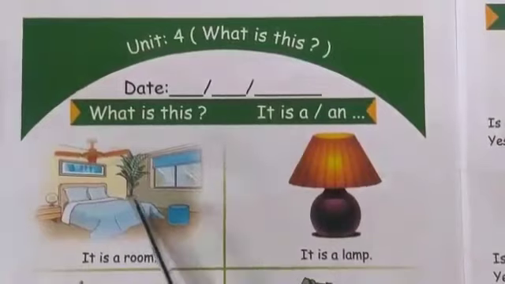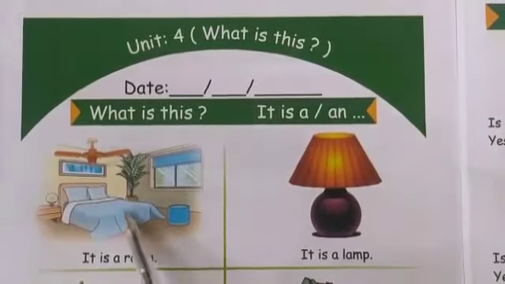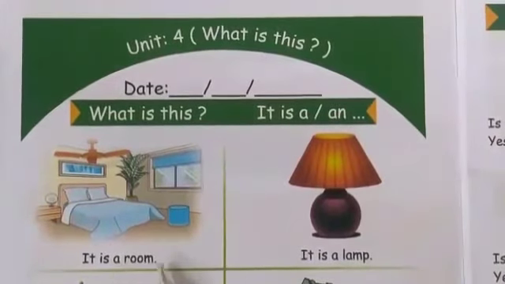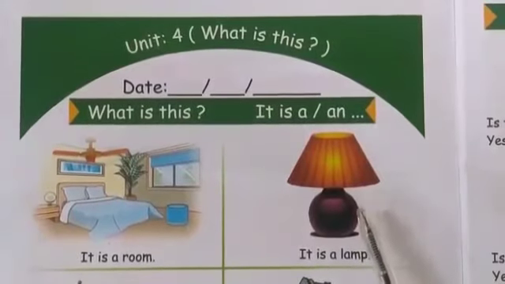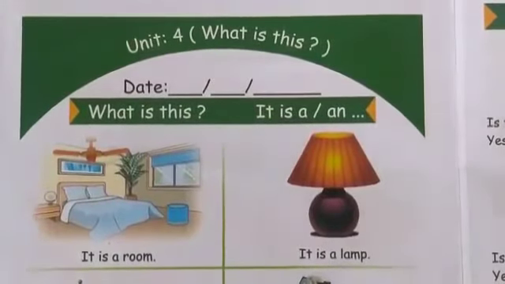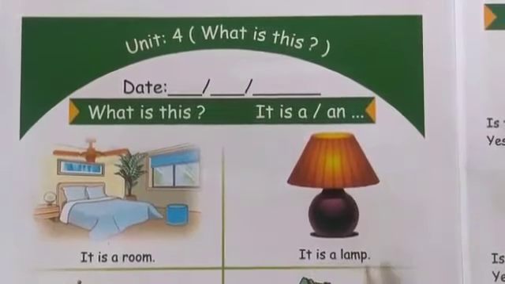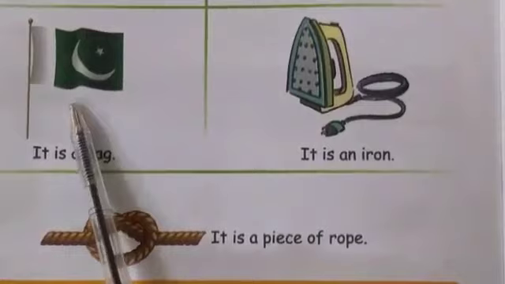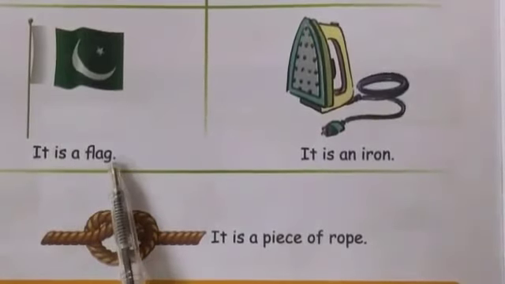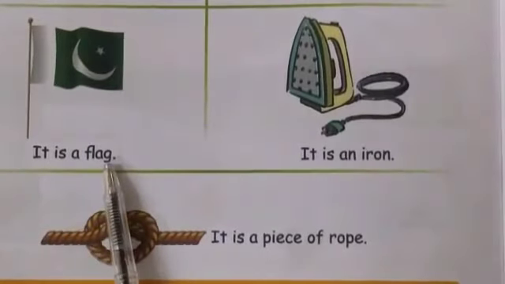What is this? It is a room. Now look at the next one. What is this? It is a lamp. Now look at the next object. What is this? It is a flag.